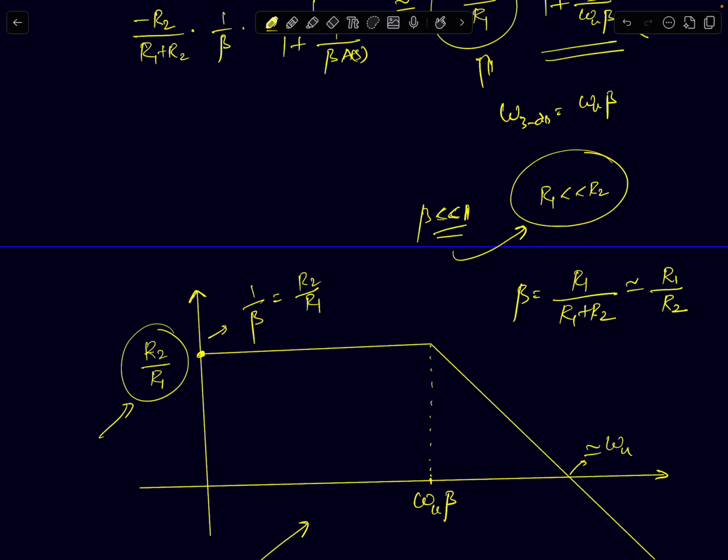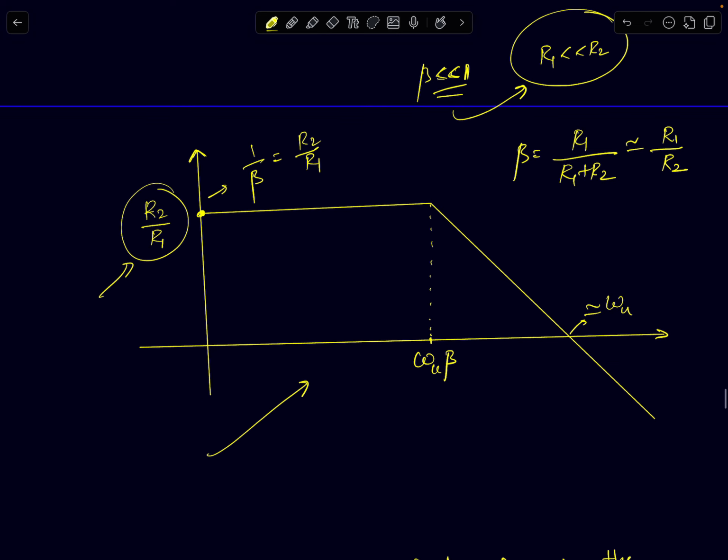The response is very close, except for a negative sign, to that of a non-inverting amplifier. So even for an inverting amplifier, the same rules apply. It's going to give you that gain of R2 by R1 within a bandwidth of omega u times beta. In this frequency range you get that gain, and after that your gain will start rolling off. So that's what I'm trying to arrive at here.